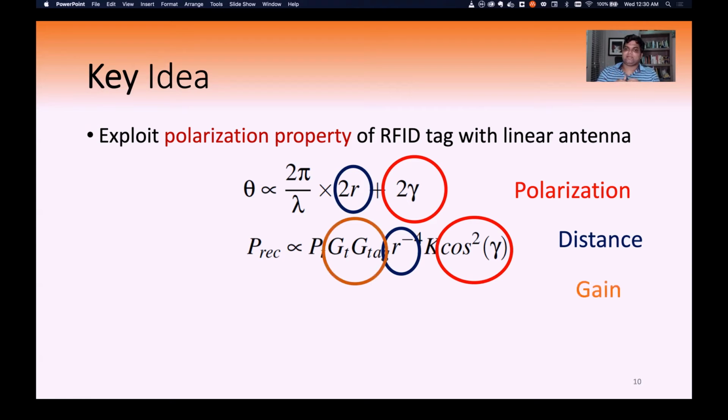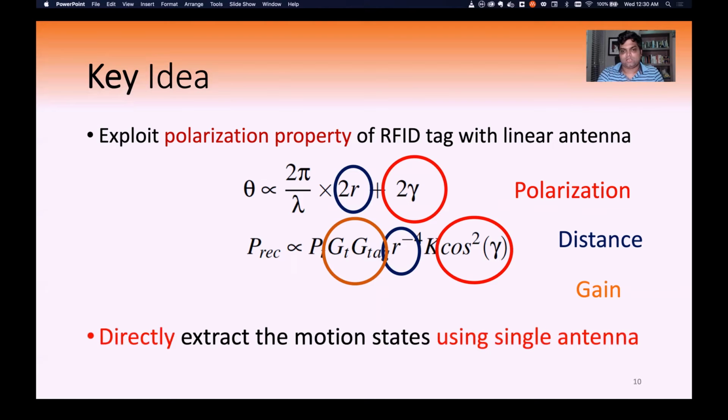For a given distance, if we know the gain pattern of the antenna, we can get the phase, which has been captured through the polarization change, and which is also a function of the relative angle of the particular tag attached to the ball. From that information, we can extract the motion states of the ball using just a single antenna.